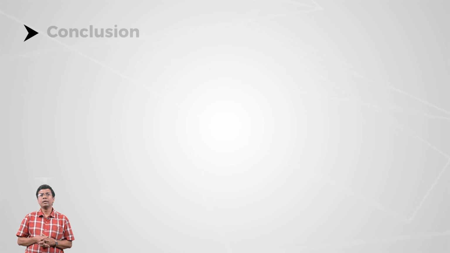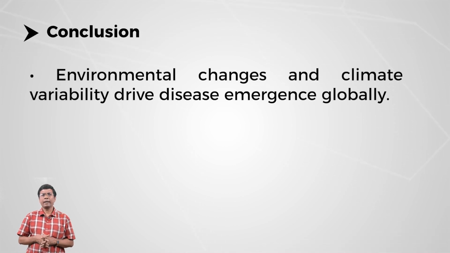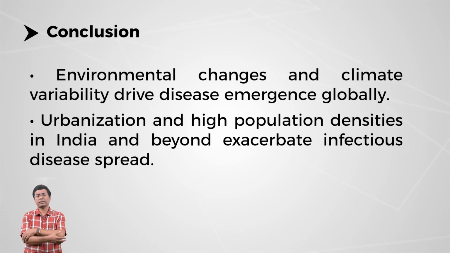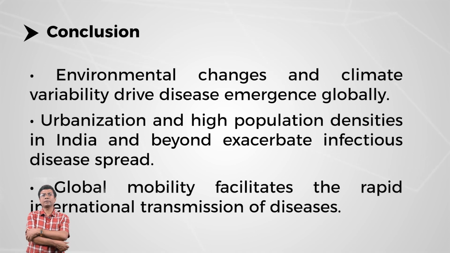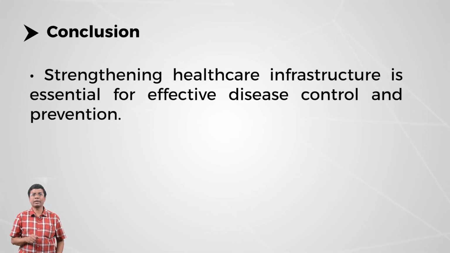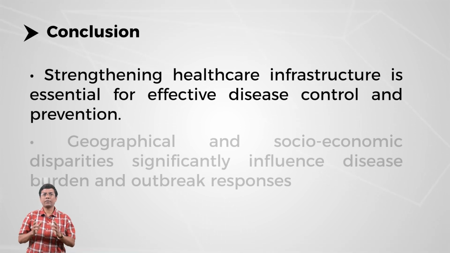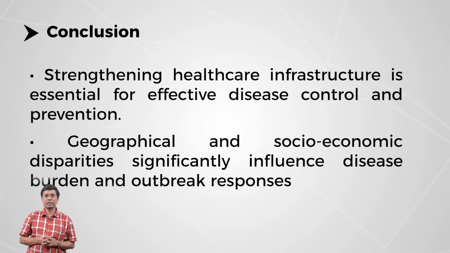So in conclusion, environmental changes and climate variability drive disease emergence globally. Urbanization and high population densities in India and beyond exacerbate infections, then global mobility facilitates rapid international transmission of disease. Also, strengthening healthcare infrastructure is essential for effective disease control and prevention. Then geographical and socio-economic disparities significantly influence disease burden and outbreak response.